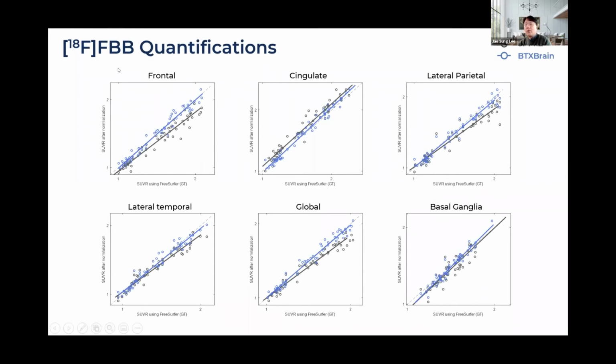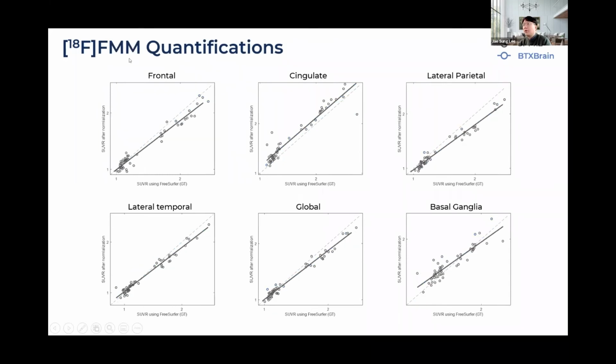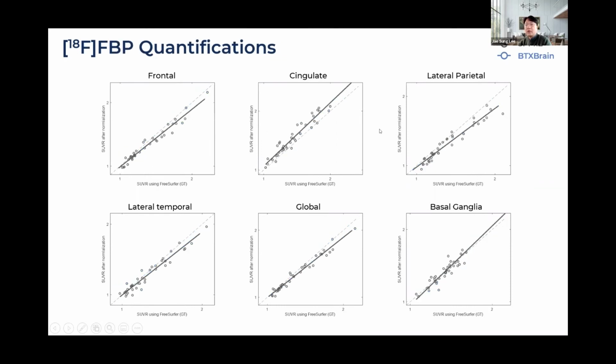So this was the result from florbetaben, and this is the result using flutemetamol. This line is for SPM 12, which also showed significant error in some regions, but BTXBrain allows very accurate quantification. Okay. The result was the same as for florbetapir. Okay.